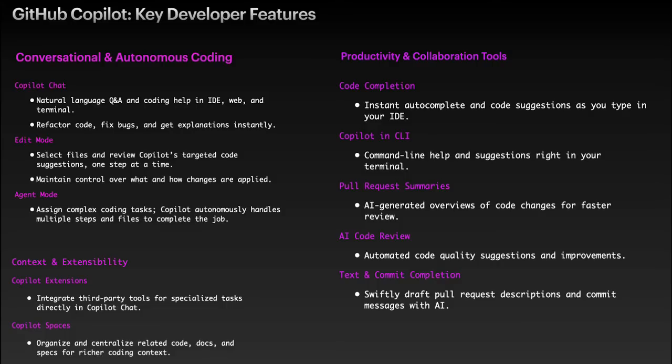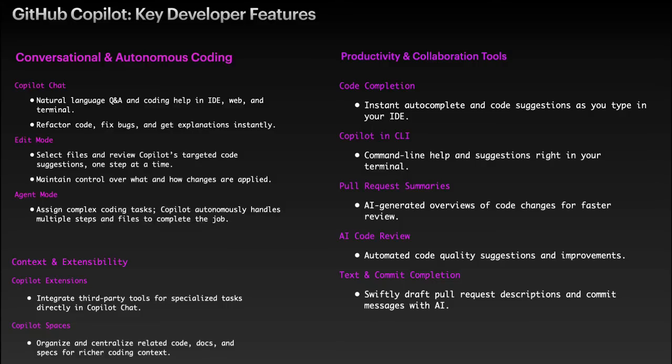Assign complex coding tasks. Copilot autonomously handles multiple steps and files to complete the job. If you see edit mode, it makes the changes directly within your code file. Agent mode can do the same, but it handles multiple tasks at a time, right? You can give setup instructions to Copilot in agent mode, and it will take care of them and complete your job.